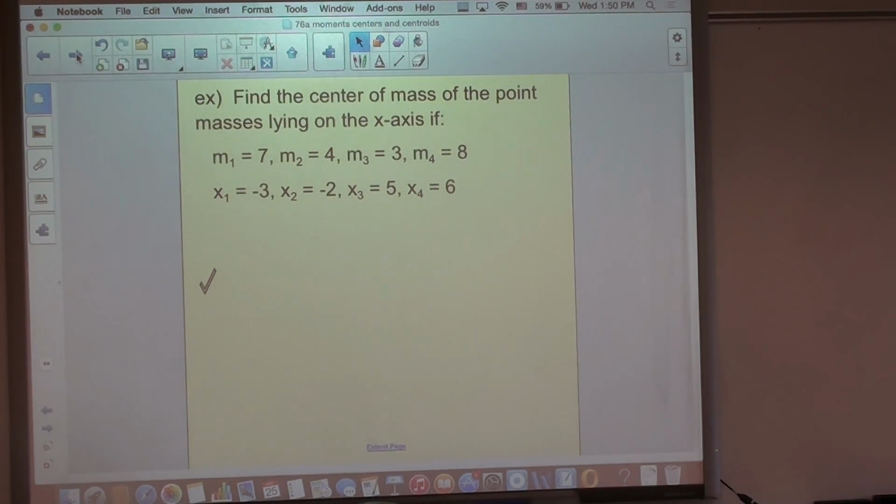Is this still a calculator problem? Everything for this whole unit is calculated. Yes, go ahead.